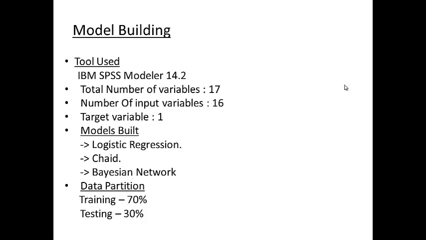Then we built our model using IBM SPSS Modeler. In total we have 17 variables: 16 input variables and one target variable. Finally, we have built three models: logistic regression model, CHAID model, and Bayesian network. And we have partitioned our complete data into 70% training and 30% testing. We did this through the partitioning node in IBM SPSS Modeler.